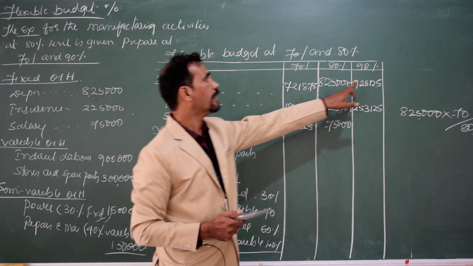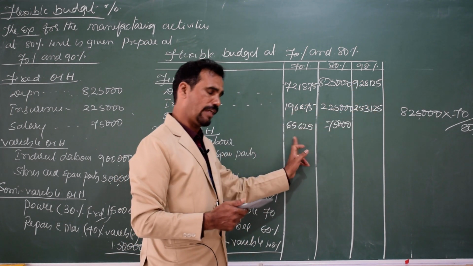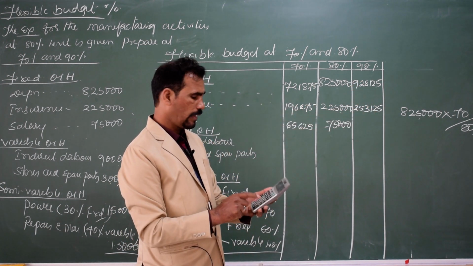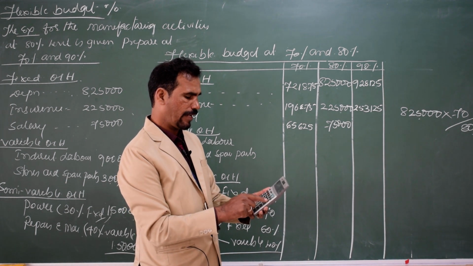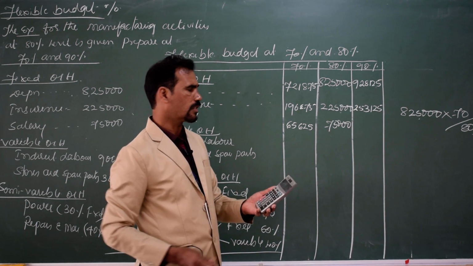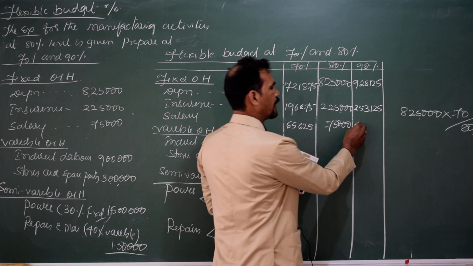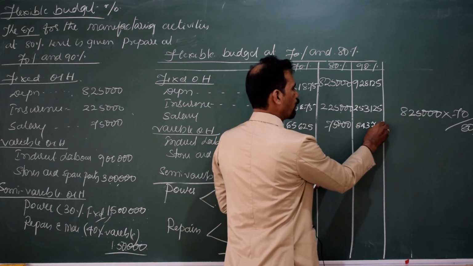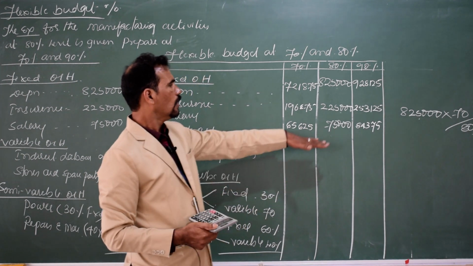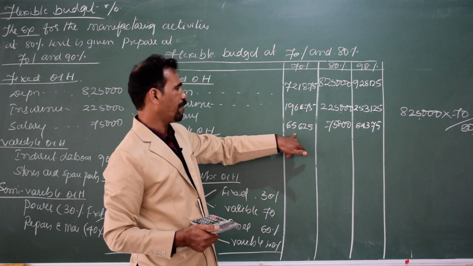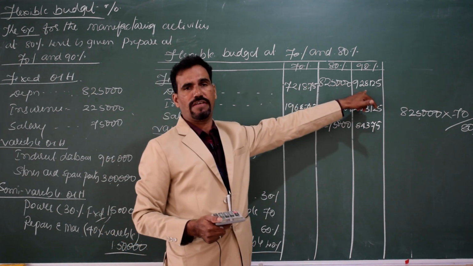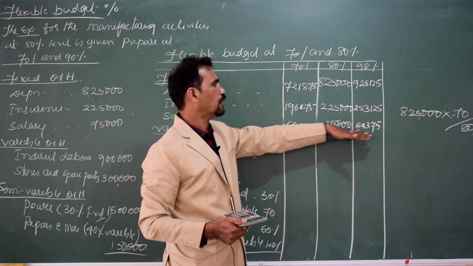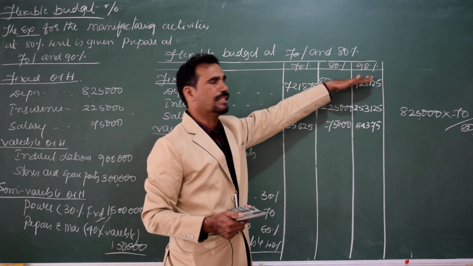65,625 into 90% divided by 70% equals 84,375 rupees. So, whatever the base, you can take the base level then multiply to the next level only. That is an easy way to get the answer for the percentage.